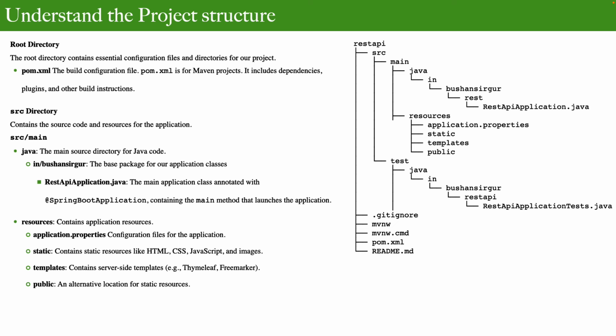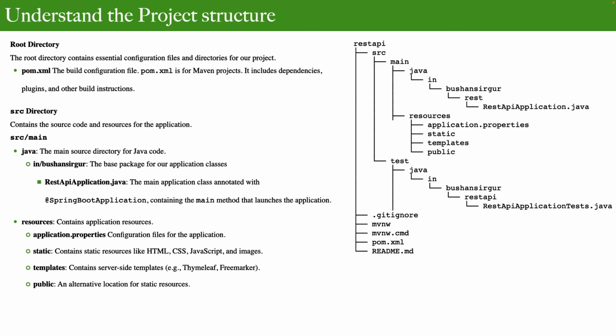If you are using Maven, then pom.xml is the build configuration file. Inside this file, we will add the dependencies, plugins, and other build instructions. All the project dependencies will be present under this XML file.